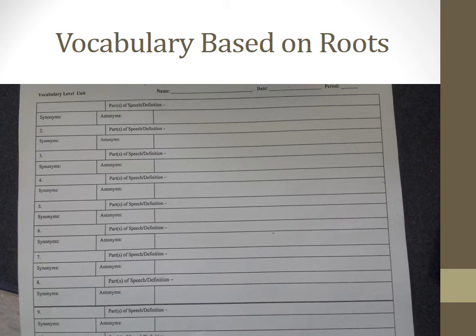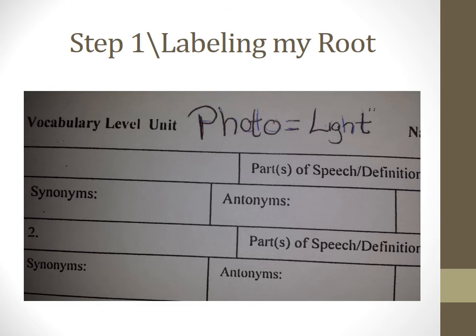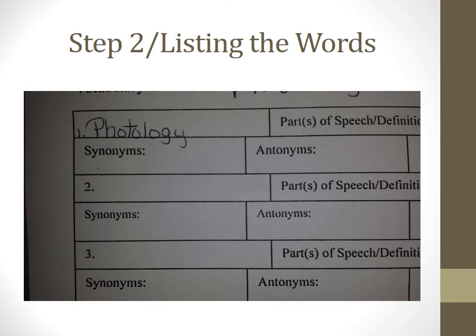On your desk, you should have a copy of the vocabulary sheet pictured on this slide. You have multiple tasks. Step 1 is labeling my root. On this worksheet, you're going to look at the upper left-hand corner where you will find the vocabulary level unit. There you will write your root and what that root's definition is. Next, you'll see a first box on the left-hand side. That is where your vocabulary word will go.